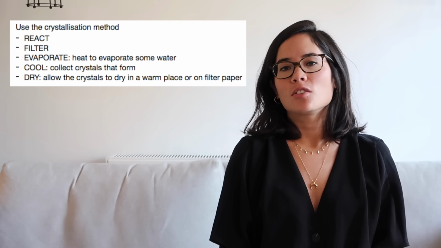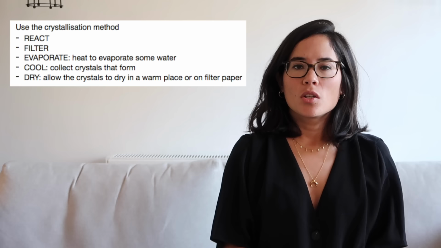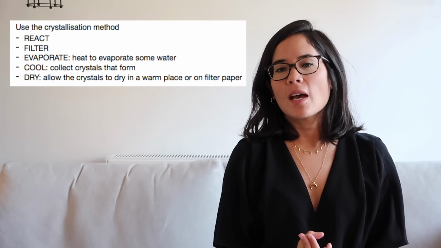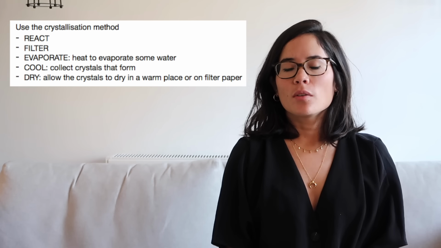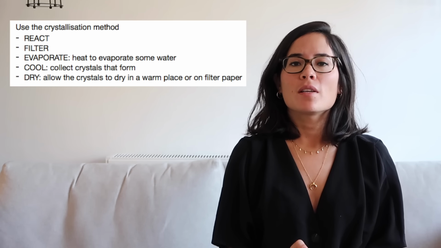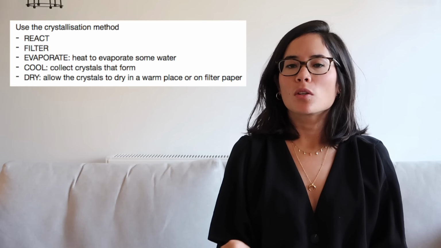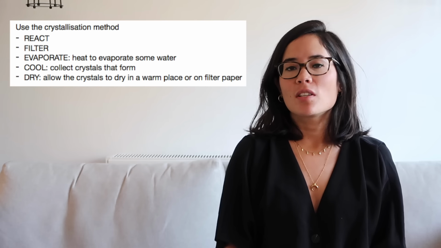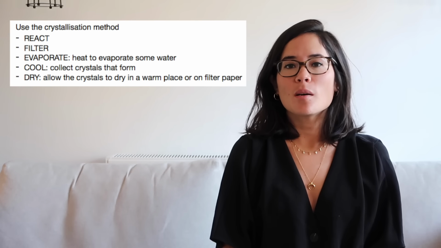Your summary for this is that you're going to react, for example, your metal hydroxide with your acid. You're going to filter in order to remove any undissolved solid. Then you're going to evaporate, so you're going to place that solution in an evaporating basin over a Bunsen burner with gauze and a tripod, and you're going to get rid of excess water, so you'll evaporate some of the water.